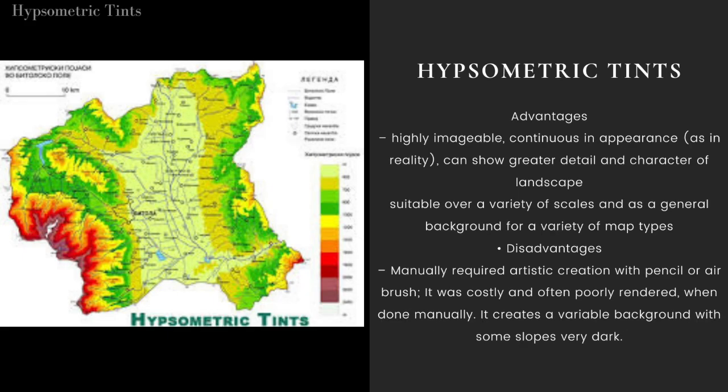Next, we have the advantages and disadvantages of hypsometric tints. Its advantages are highly imageable, continuous in appearance, can show general detail and character of landscape, suitable over a variety of scales and as a general background for a variety of map types. Its disadvantages are it manually requires artistic creation with pencils or airbrush. It is costly and often poorly rendered when done manually. It creates a variable background with some slopes very dark.